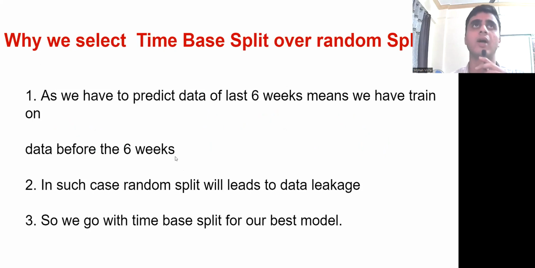So why do we select the time-based or random split? As we have to predict the last 6 weeks, we have to train on data before those 6 weeks. In such a case, a random split will lead to data leakage. So we go with the time split for our base model.